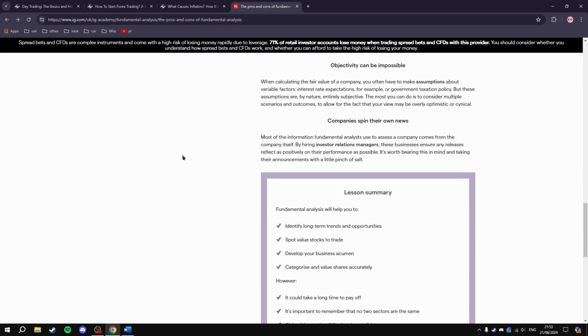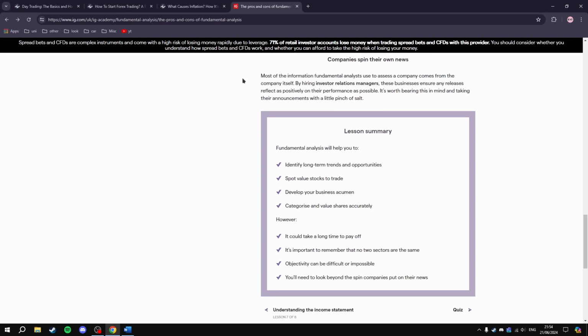Companies also spin their own news, so most of the information fundamental analysts use to assess a company comes from the company themselves. They could hire investor relations managers to ensure any release reflects as positively on their performance as possible. So it's worth bearing this in mind and taking their announcements with a pinch of salt. Basically, don't trust it entirely. And then we went through a lesson summary.